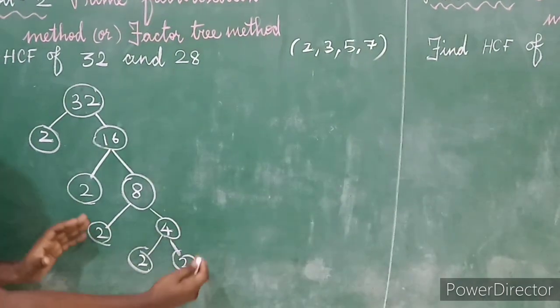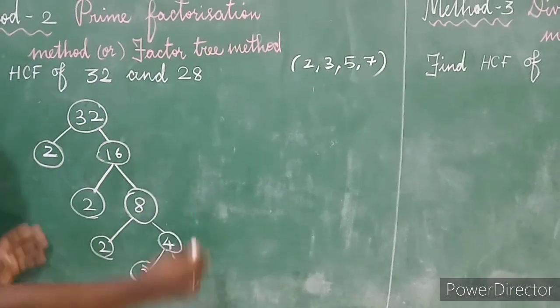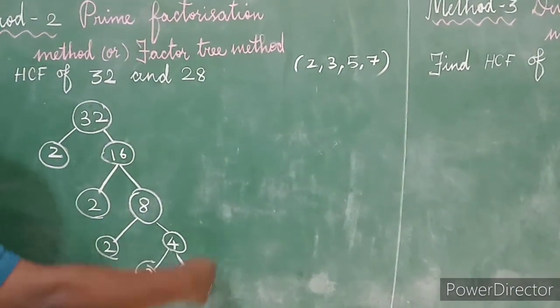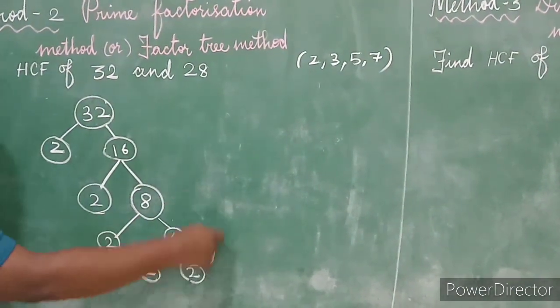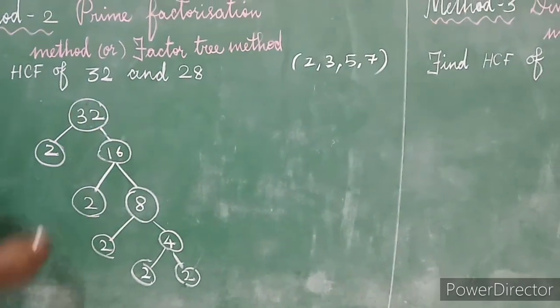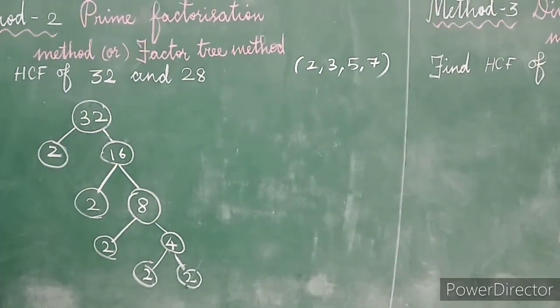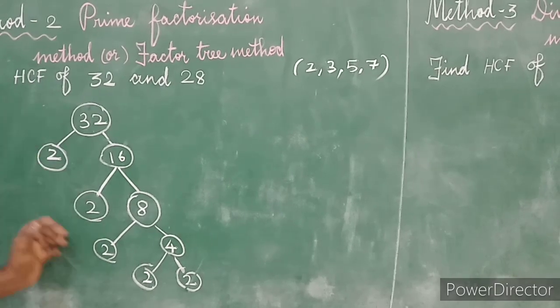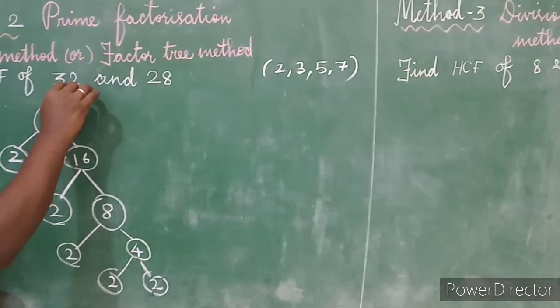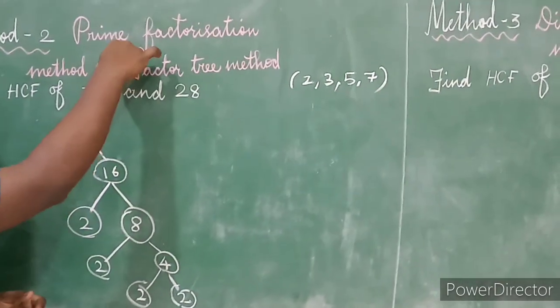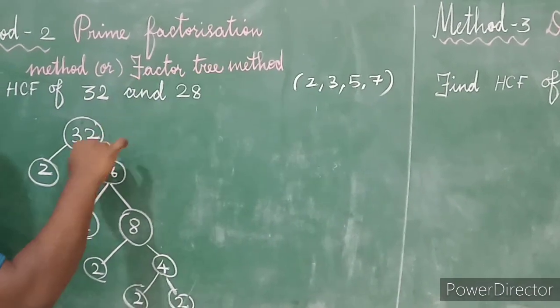Since it looks like a tree, we call it a factor tree. All these are factors of 32. All these numbers will divide 32 without any remainder. That's why we call it the factor tree method. So I've done the prime factorization using the factor tree method for 32.